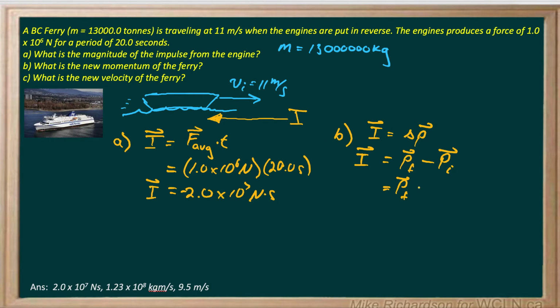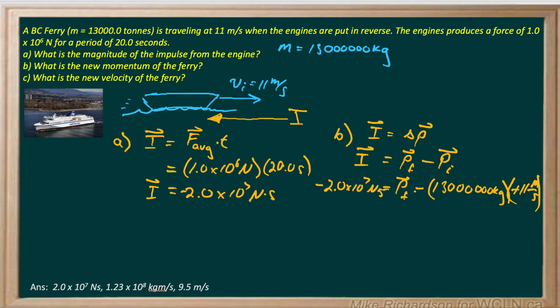Well, we know our mass, 13,000 tons, which is 13 million kilograms. And I've stated that its initial velocity is to the right, so I'm keeping it as a positive 11 meters per second. Now the trick is my impulse is to the left. So my impulse is actually negative 2.0 times 10 to the 7 newton seconds because it's slowing down that vessel.